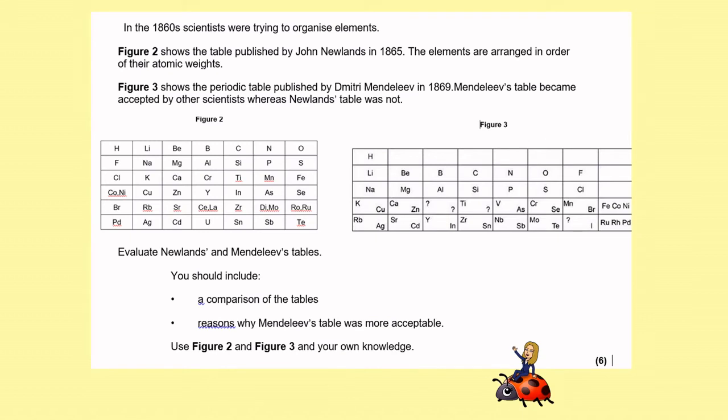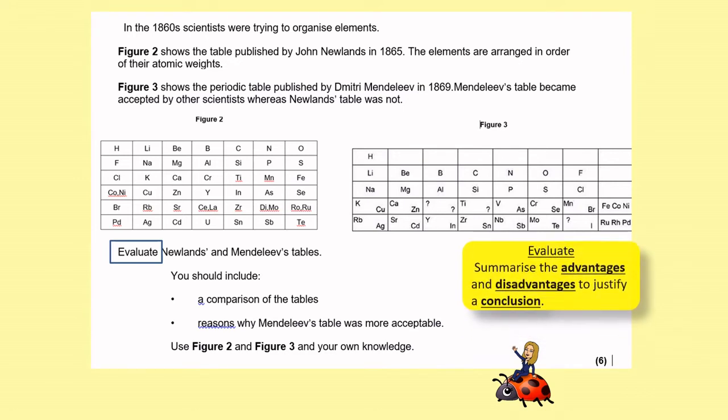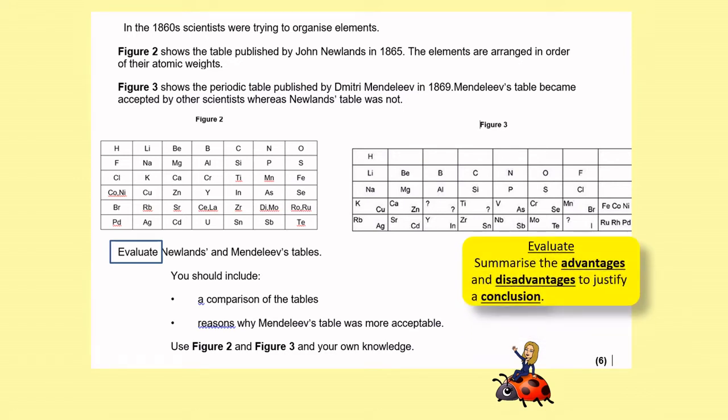So now we have a longer answer question to complete. So the first thing we're going to do is we are going to bug the question. So first of all, we've been asked to evaluate, which means we need to summarise the advantages and disadvantages and use that to justify a conclusion. So let's have a look at what we are evaluating.